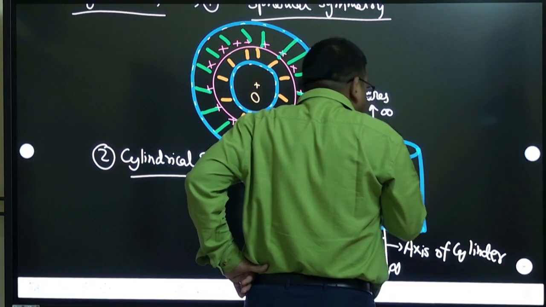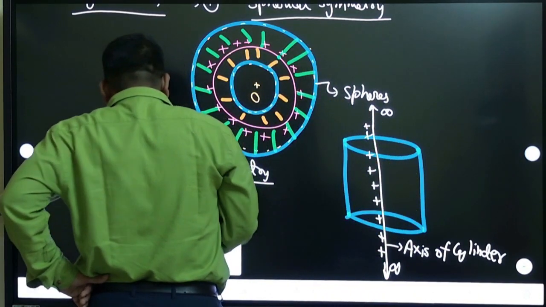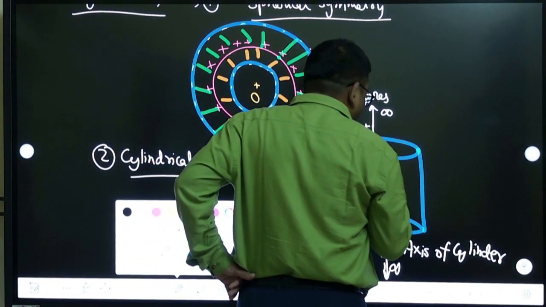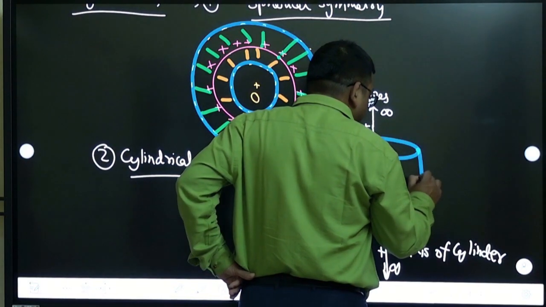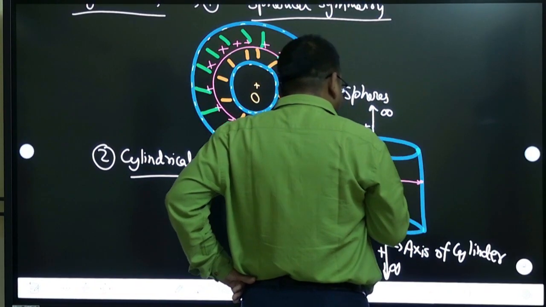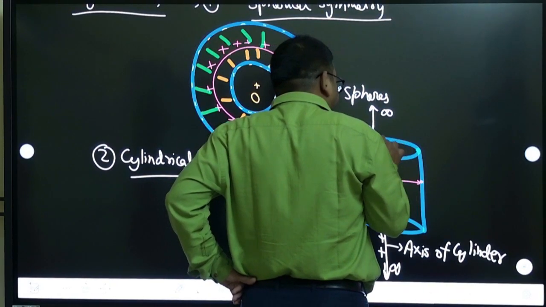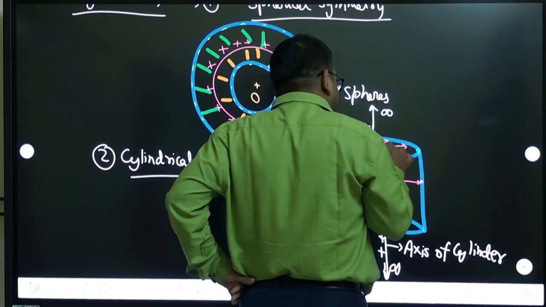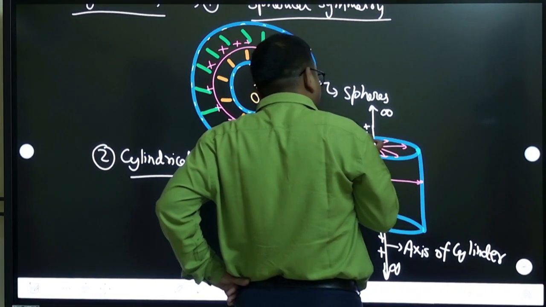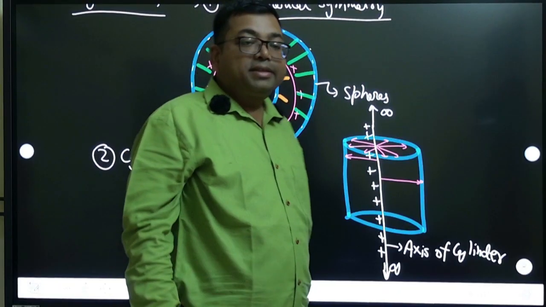If this is the axis of the cylinder, then each point on the cylinder is going to be equidistant. Note that if I choose this point, this point is equidistant. I choose this point, each point on this surface has the same distance. Are you understanding this?